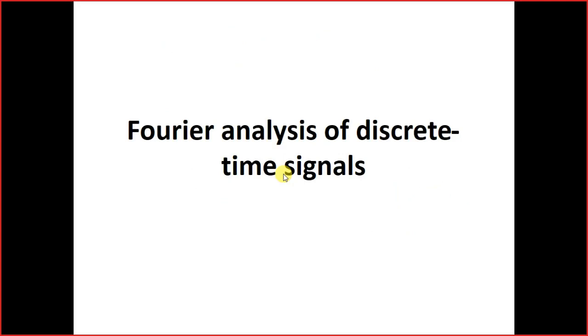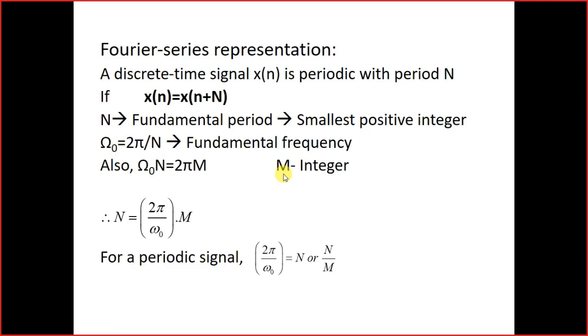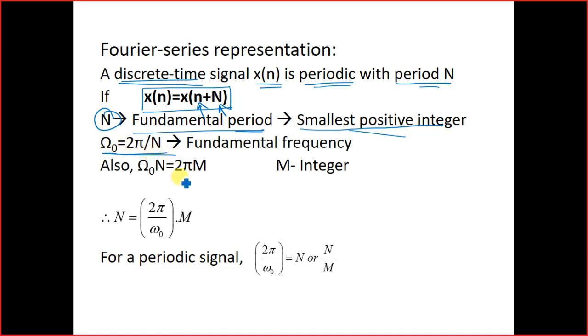Now coming to the Fourier analysis of the discrete time signals. In the Fourier analysis of the discrete time signals, the main thing is that, as the name suggests, it is discrete time. It is for the discrete time signals, where the signal is represented by x of n, and it is periodic in nature with a period of N. The same thing we have discussed with the continuous time. The only thing is that the time domain information has changed, where capital N is the fundamental period, which is basically the smallest positive integer, and we have a fundamental frequency omega naught equals 2 pi by capital N.